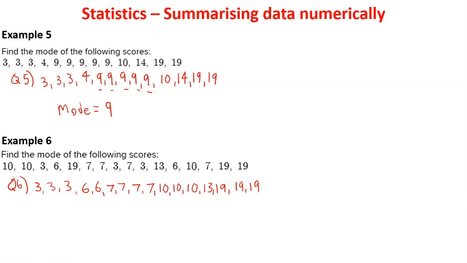So we're trying to find the mode. Mode means most frequent. Because it's ordered, it's quite easy to see. I've got 3 3s, 2 6s, 4 7s, 3 10s, 1 13, and 3 19s. So it looks like my mode in this particular case is going to be my 7. So my answer here would be mode equals 7. And that's pretty much it.